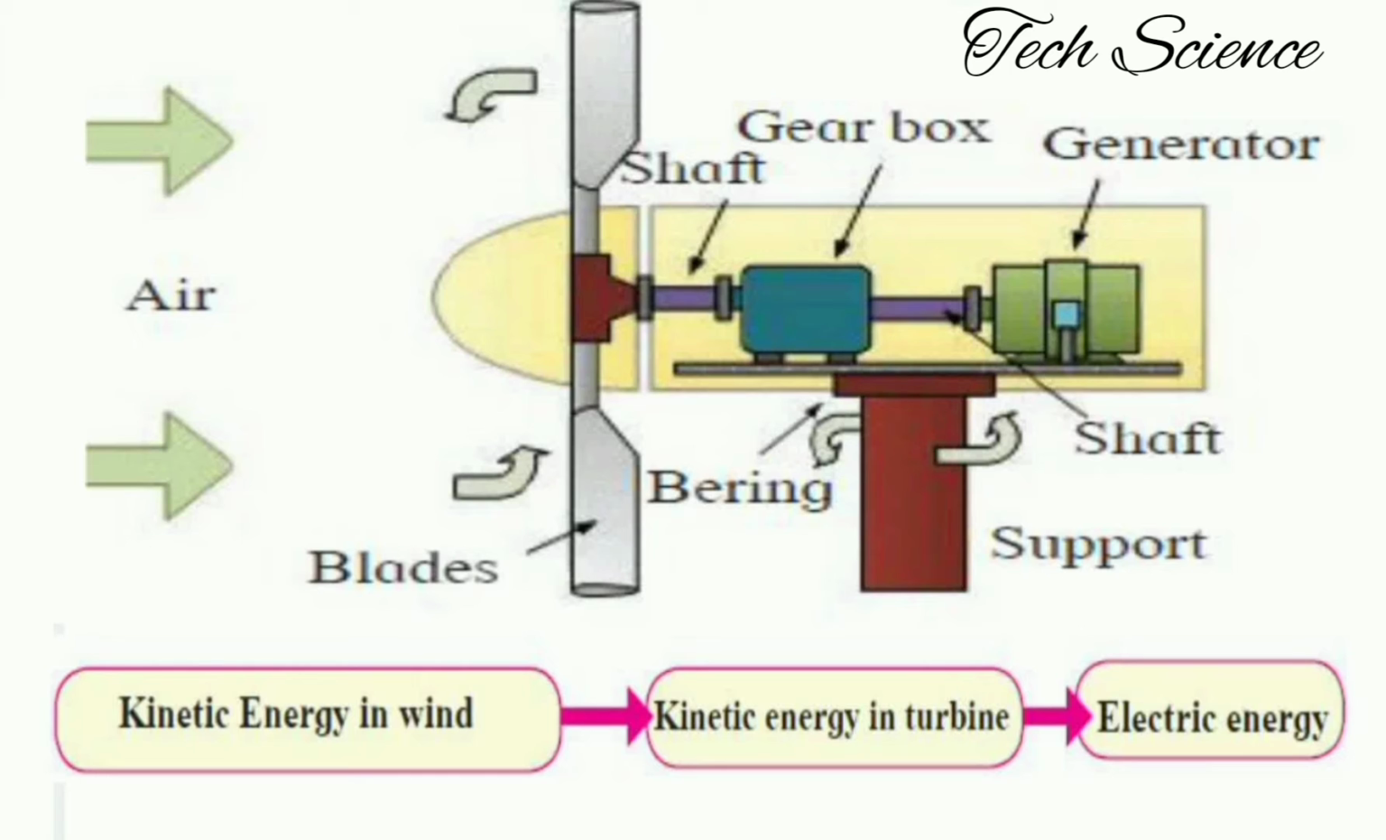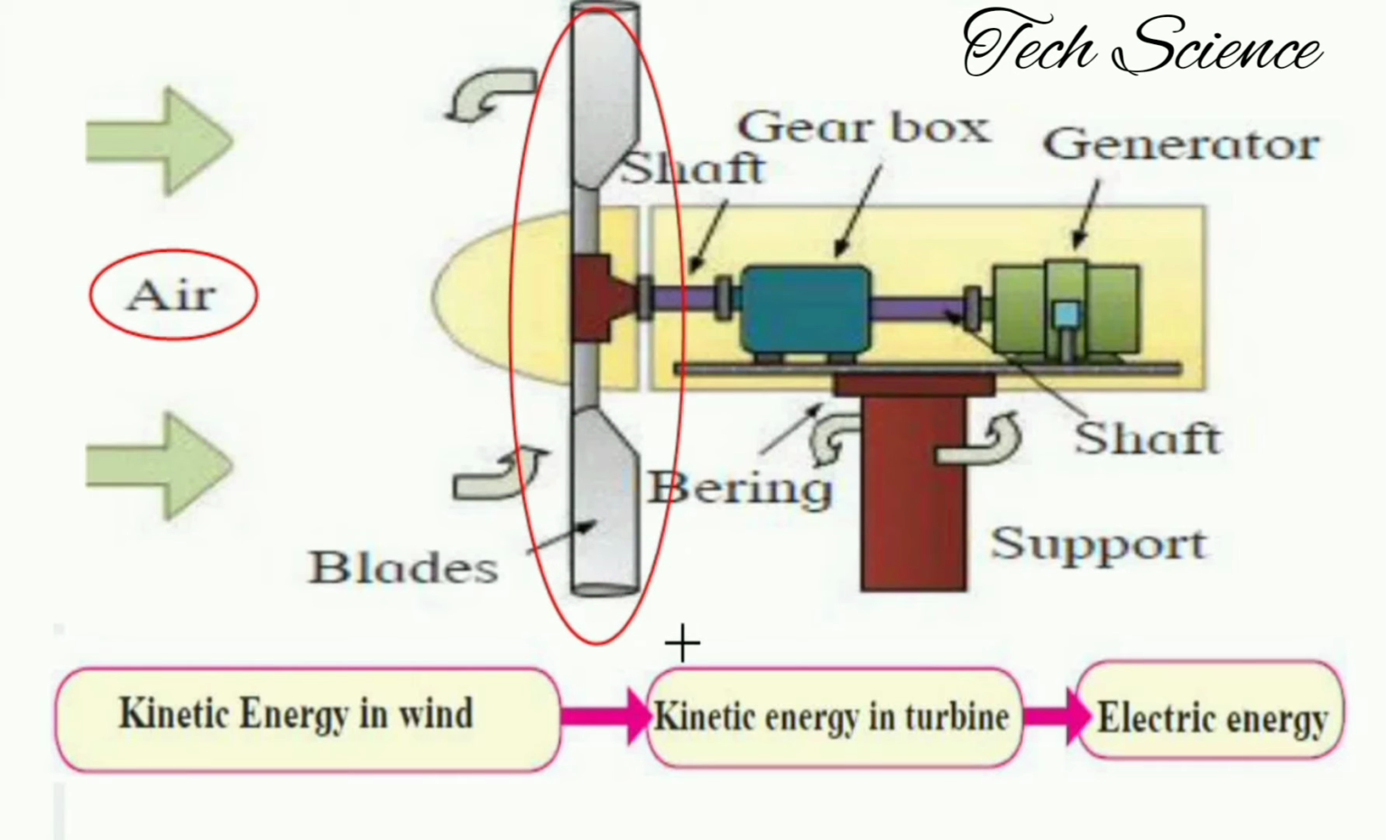What is the source of energy? If you observe on the left hand side, you will find the source. The source is the air. And where does this air strike? If you observe, this part is called the wind turbine, or it is also called the blades. Here the air strikes, and because of that the blades start rotating.